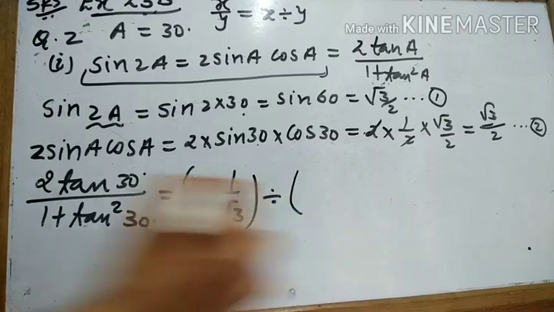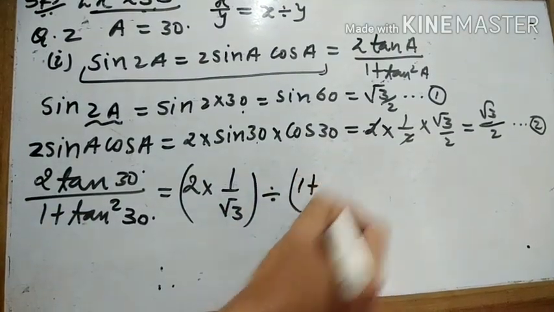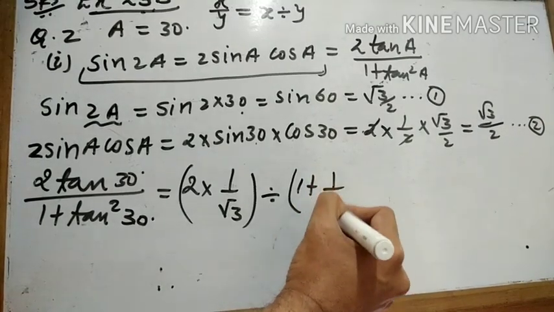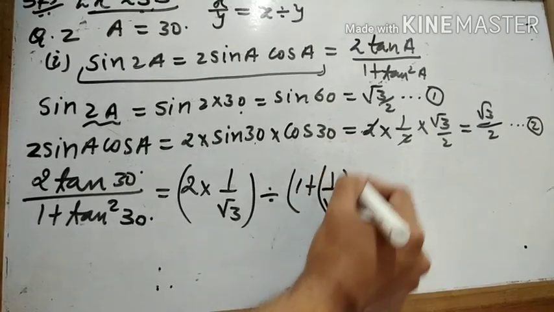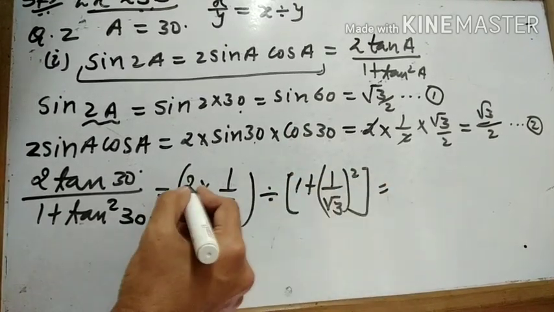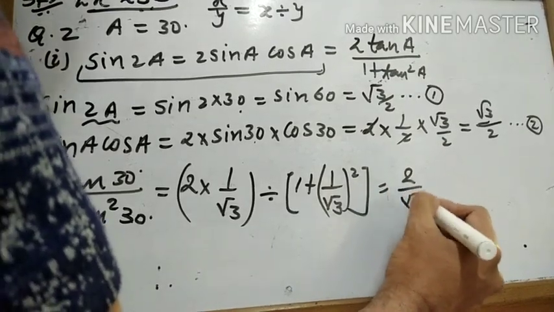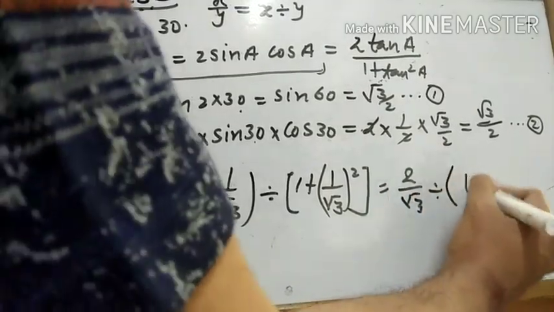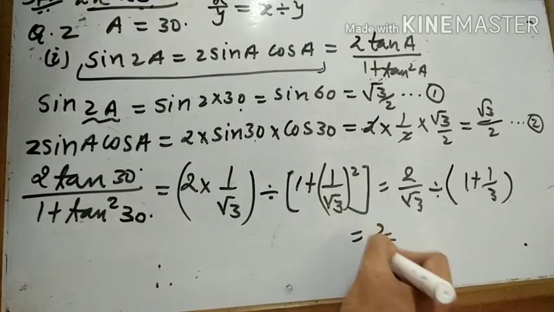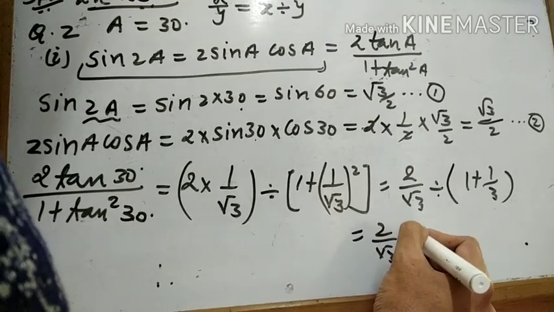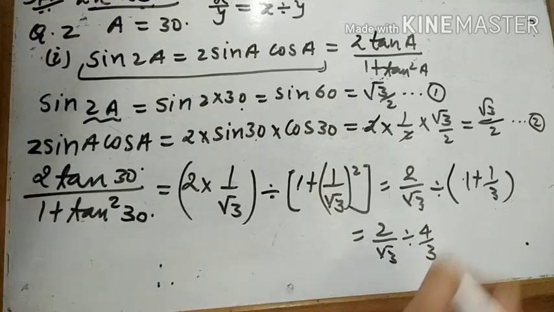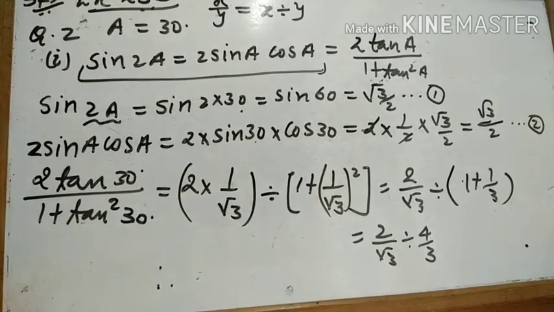So now what will happen in the second part, that is in the denominator? 1 plus tan square 30. Tan square 30 will be 1 upon root 3 the whole square. This is 2 over root 3 divided by 1 plus 1 over 3. This will be 2 over root 3 divided by 3 ones are 3 plus 1, 4 over 3. I told you, you should be very good at the calculation part.